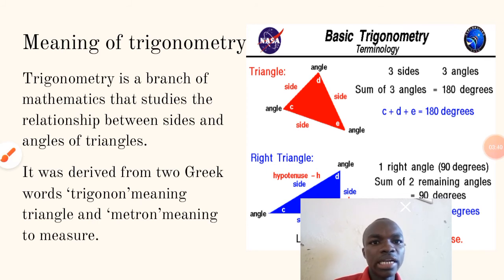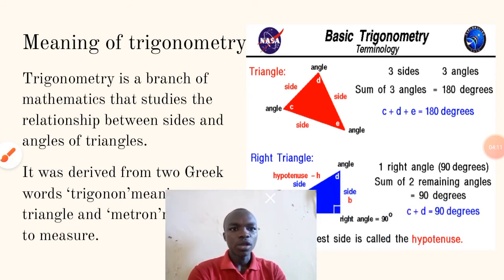The second paragraph says it was derived from two Greek words, trigonon, meaning triangle, and metron, meaning to measure. So you can see there, the word trigonometry was gotten from two Greek words, trigonon, which means triangle, and metron, which means to measure. If you combine them together, that means the measurement of triangles. So you call it trigonometry.